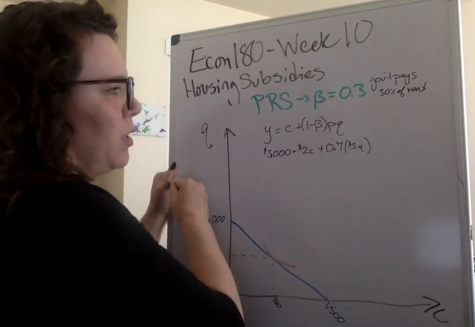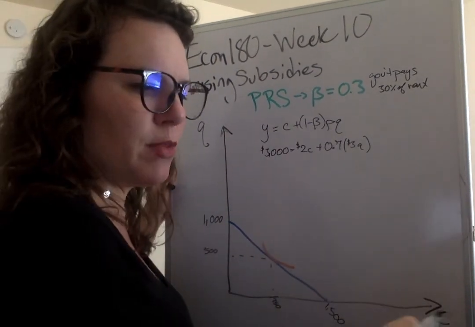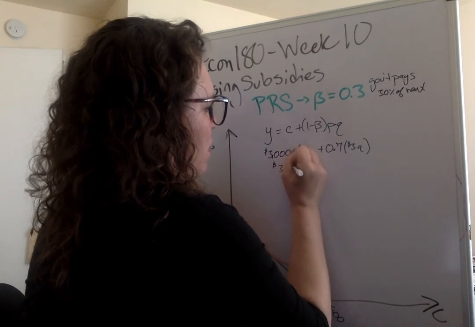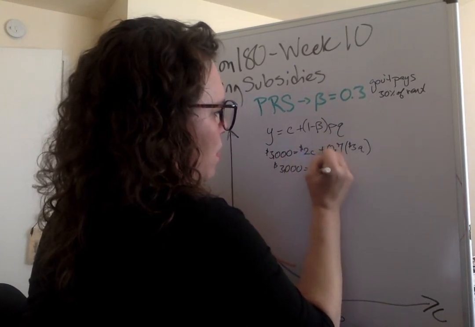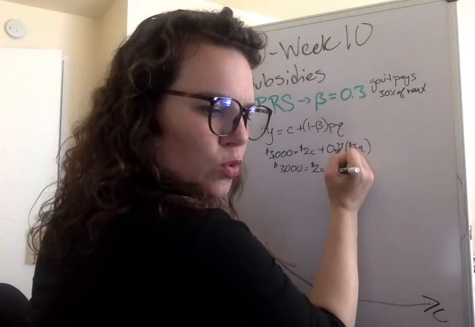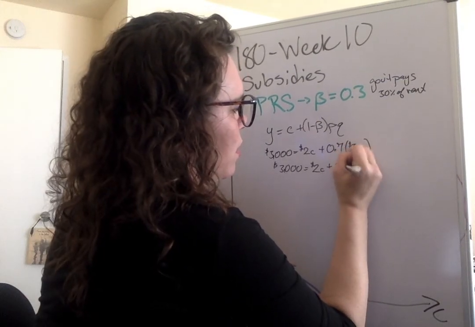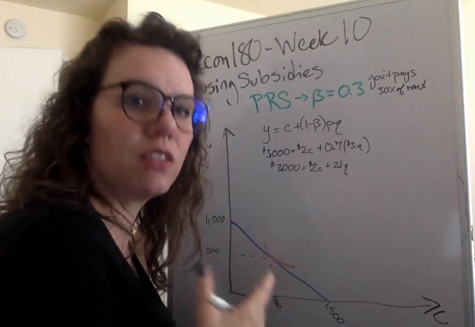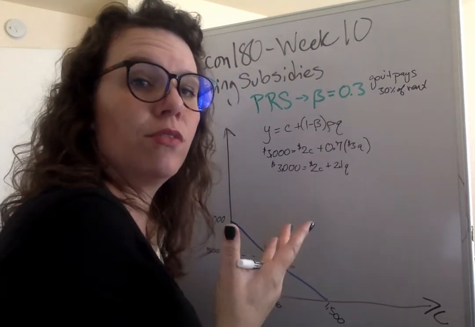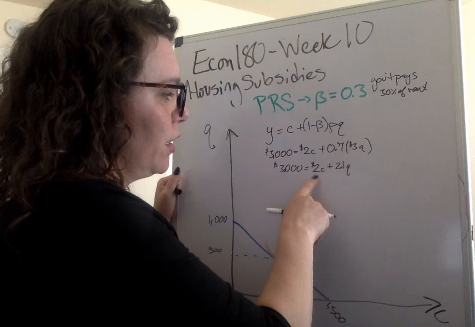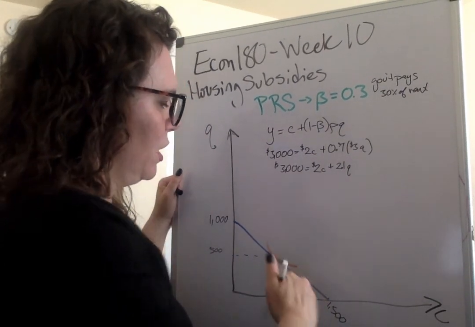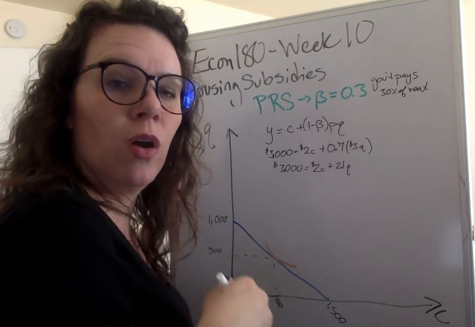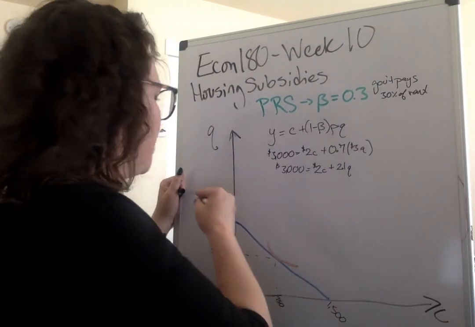And so if you multiply 0.7 times 3, you get 2.1 Q. And so basically what this proportional rent subsidy is doing is lowering the price of housing. It's not affecting our consumption of everything else, but what it is going to do is rotate that budget constraint out so that we can consume higher quantities of housing.